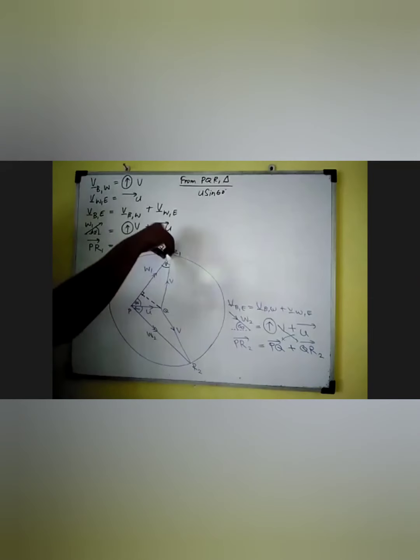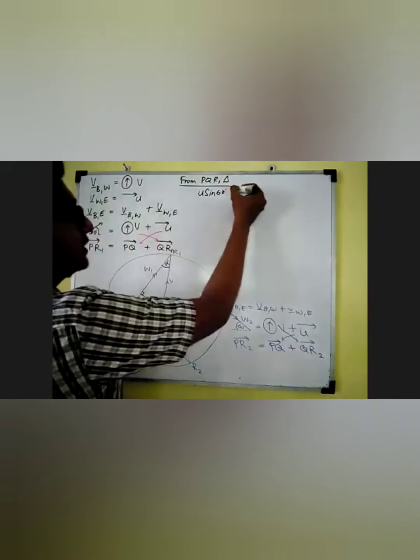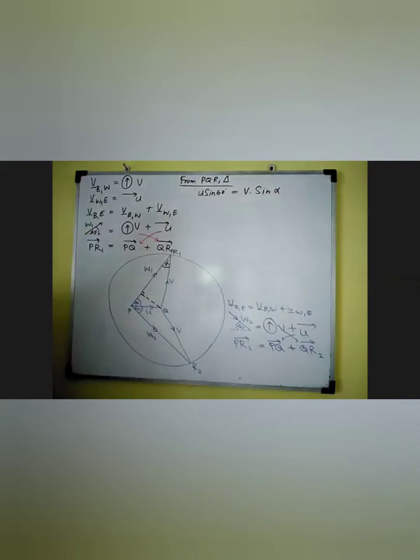Then that is v sin alpha. When we resolve this, I can get this distance by sine. So both of them represent the same length. So these two are equal.